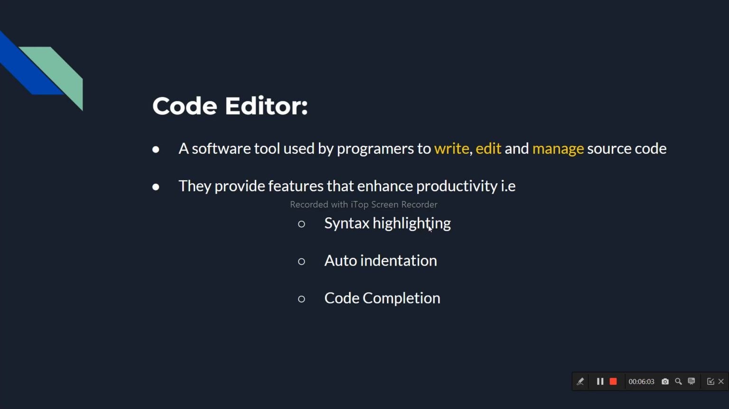Then we have what we call code completion. Once you've started writing a piece of code, let's say a function, you can always see how it's all going to end, so you can autocomplete it from the code editors. It completes code for you. It's there to make your work easy.